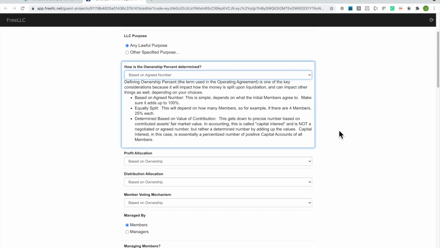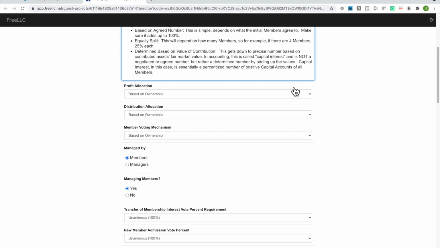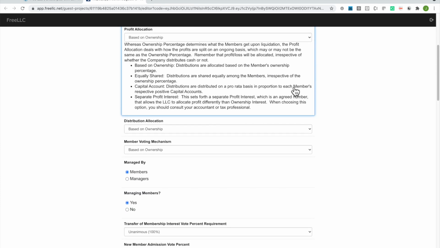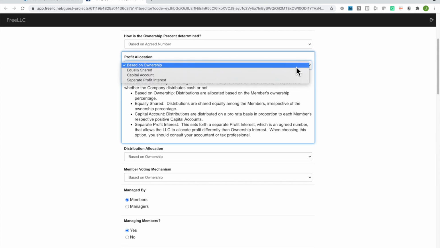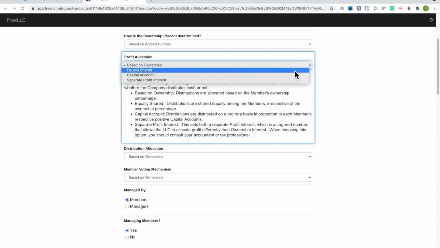Next is profit allocation. The ownership that we talked about just now is how the money gets split when the company gets liquidated. Profit allocation, on the other hand, is how we're going to split the profits of the company. And oftentimes it is based on ownership, but it can be different depending on what you agree to. You can have ownership be 60-40 but split the profits 50-50.